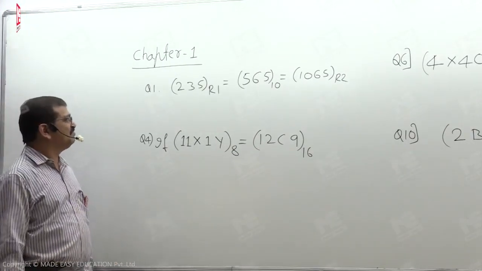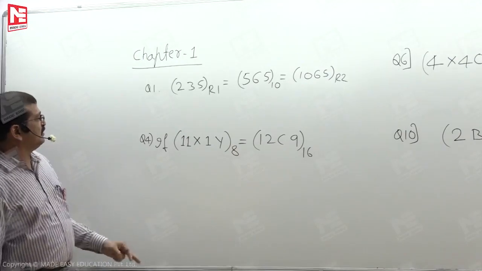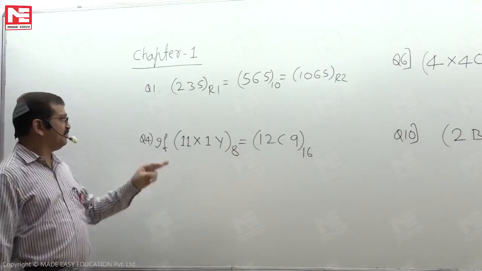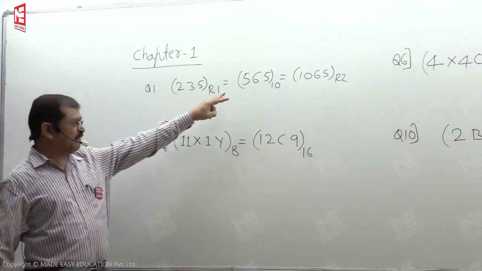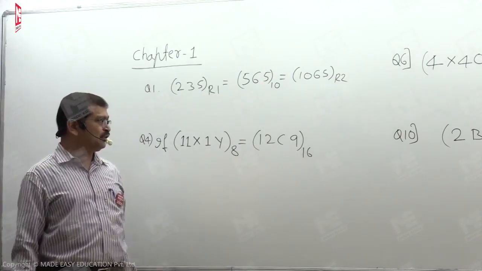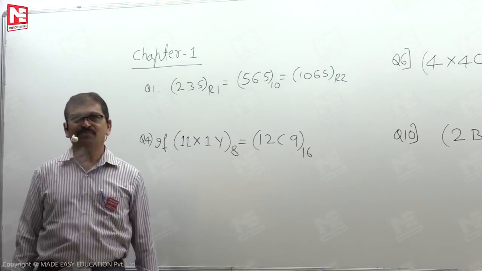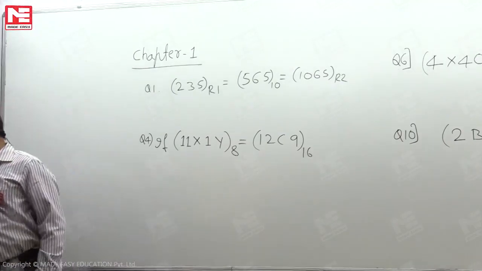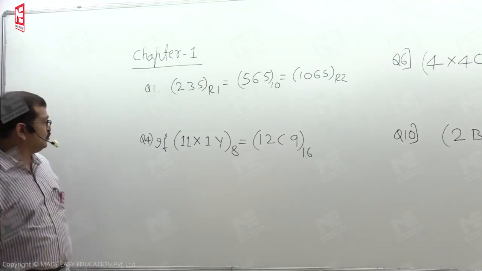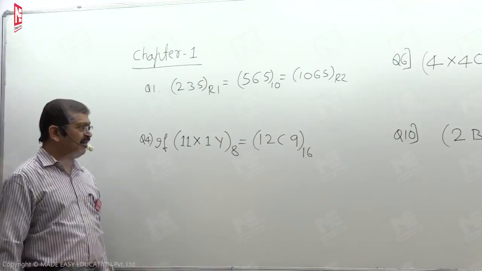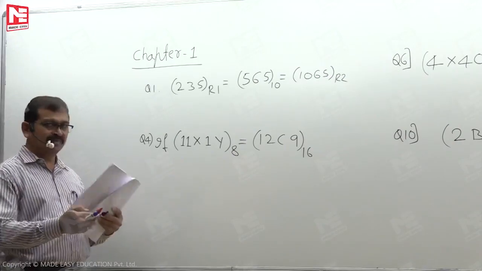Let us look at the first question. We have 235 in radix R1 equal to decimal 565 equal to 1065 in radix R2. We have options A, B, C, D. Which option is true for radix R1 and R2? That is the question.